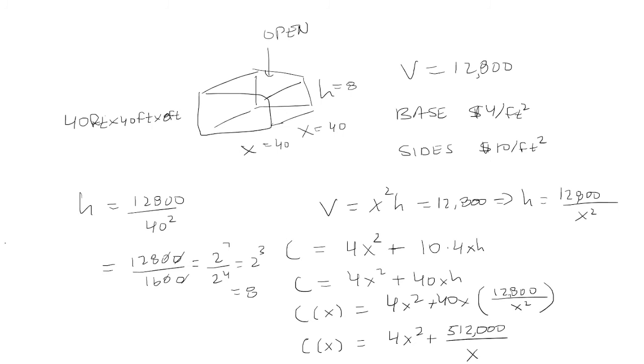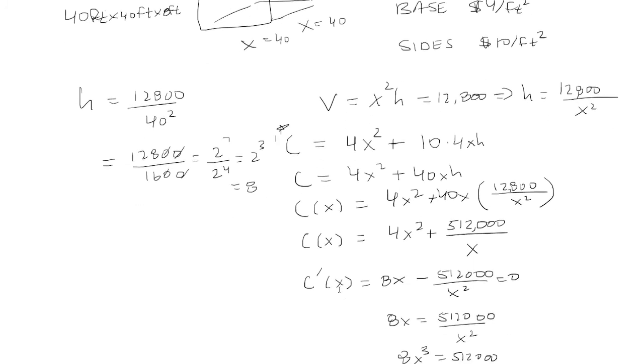Now we want to see what the minimum cost actually is. So we can either plug it into this equation up here. Actually, any of these equations down here. So I'm just going to keep it simple and plug it into the equation that only depends on x. So I'm going to plug it into this one. So x we said is 40. So you have 4 times 40 squared plus 512,000 over 40.